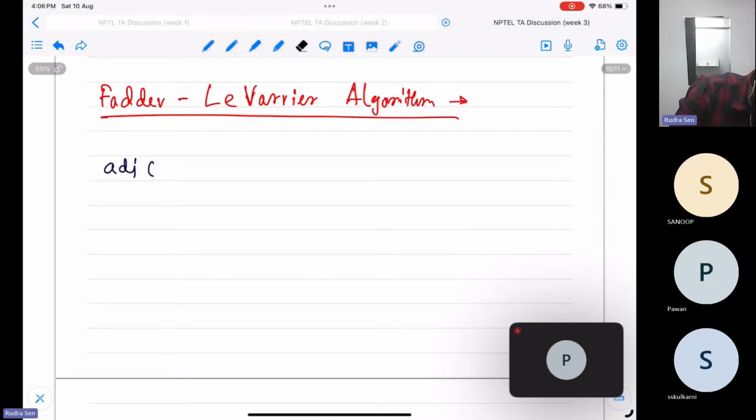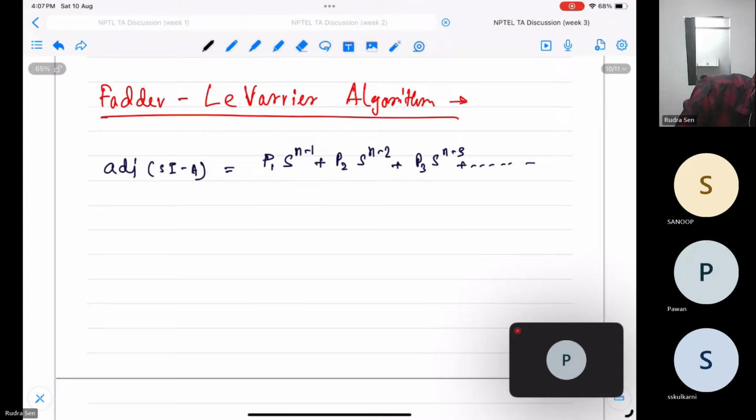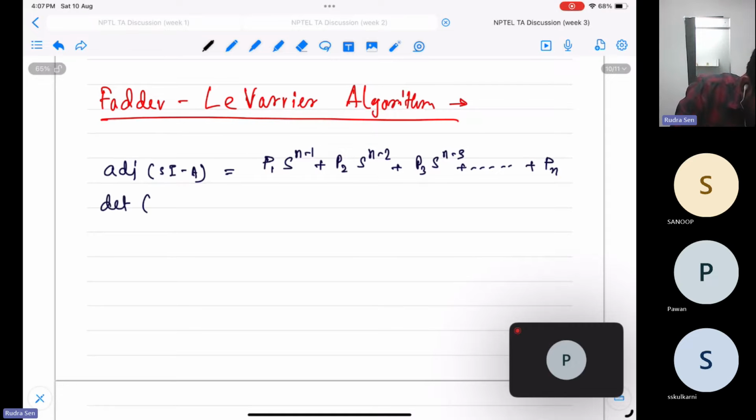since I'm talking about sI minus A, so let's do it with that. We can represent this adjoint of sI minus A using this format, and the determinant of sI minus A is basically using this format.